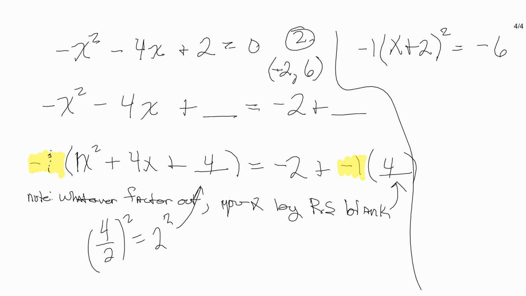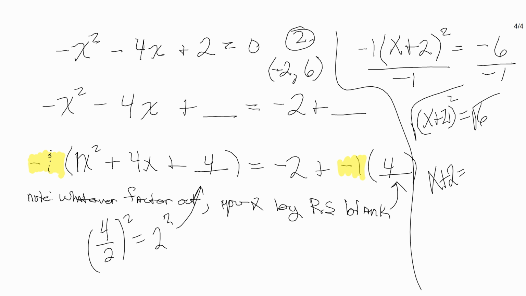Now solve it. Divide by -1. (x + 2) squared is equal to 6. Take the square root. x + 2 is equal to the square root of 6. The square root of 4 is 2, the square root of 5 is 2.2, so the square root of 6 is going to be what, 2.3? Somebody check me. 2.4. x is equal to positive or negative 2.4, minus 2.